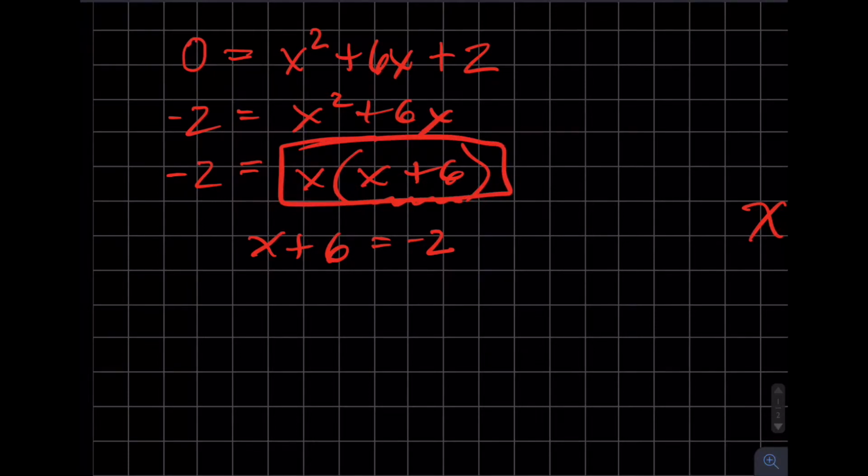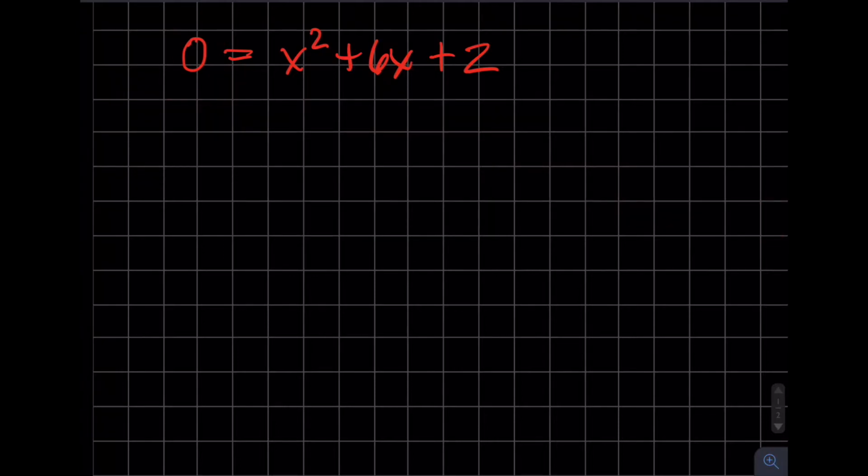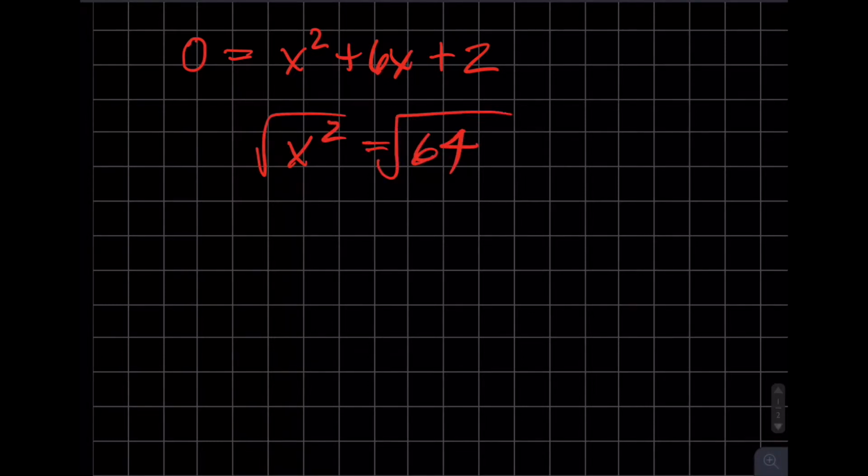So that factoring thing only works if you have 0 on the other side, or if your equation is set equal to 0. And that allows us to create independent factors. So none of that works. If I had this kind of thing, 64, I could take the square root of both sides and get x equals plus or minus 8. That would be wonderful. And that's what completing the square does for us.